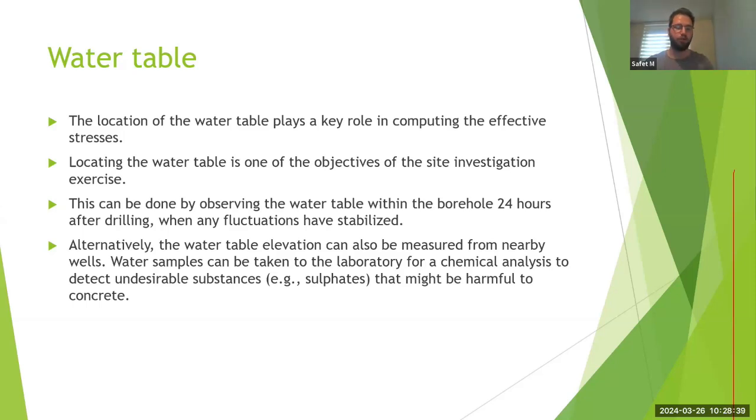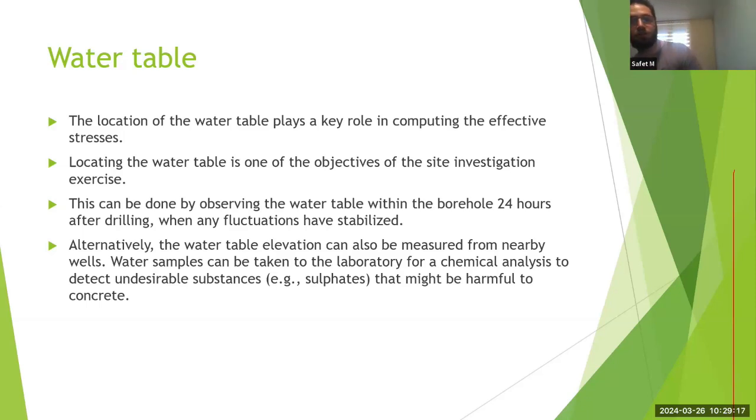Because the water generally has a huge influence on the stress of soil, and a huge influence on the strength of soil. Alternatively, the water table elevation can also be measured from nearby wells, because generally speaking, the water table is most likely a flat line. So if you have a well close to your site, and in the well you can see the water depth is 10 meters, it's most likely that your water table is going to be 10 meters on your site as well. So that's going to be a good enough result.